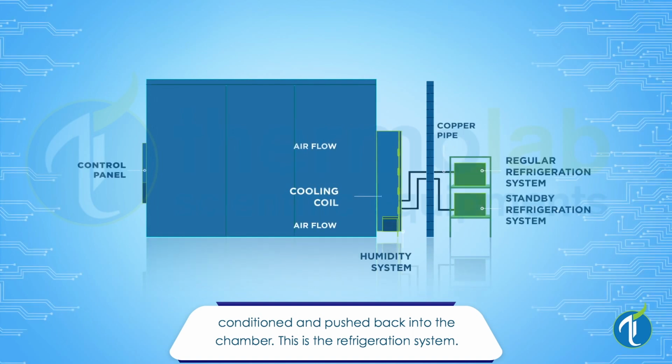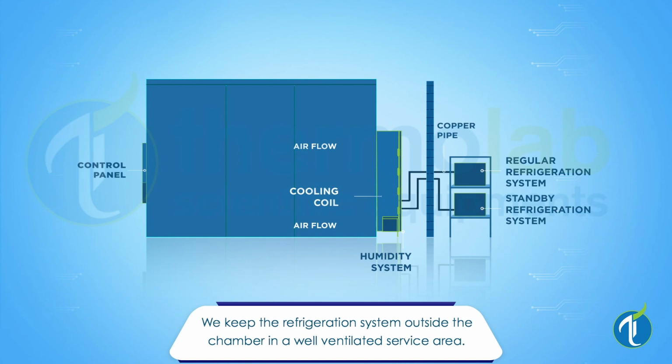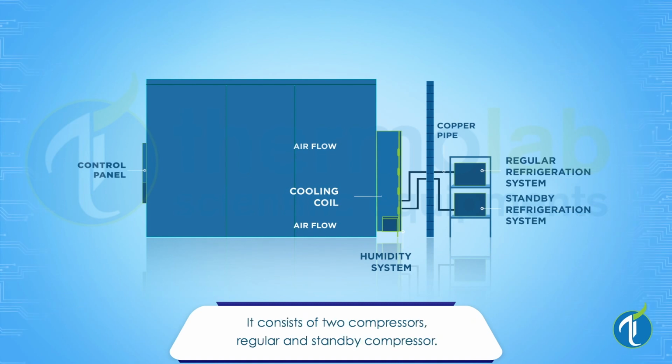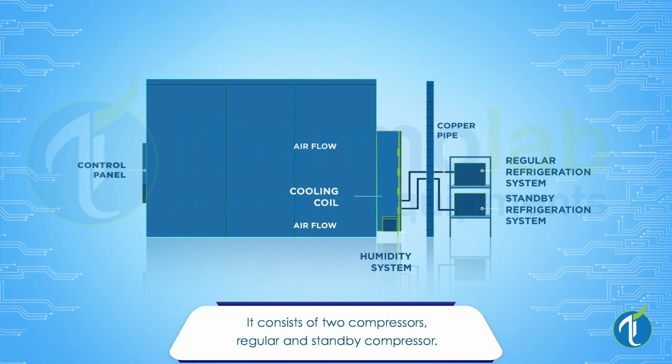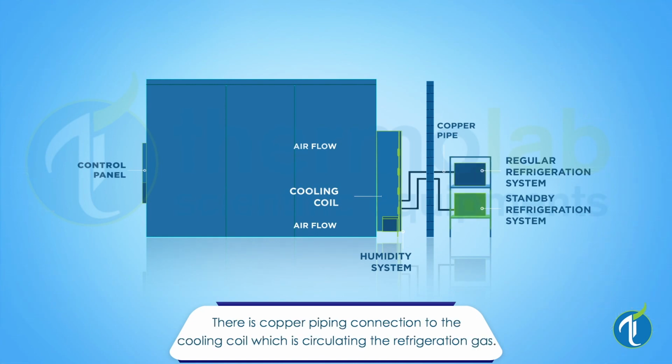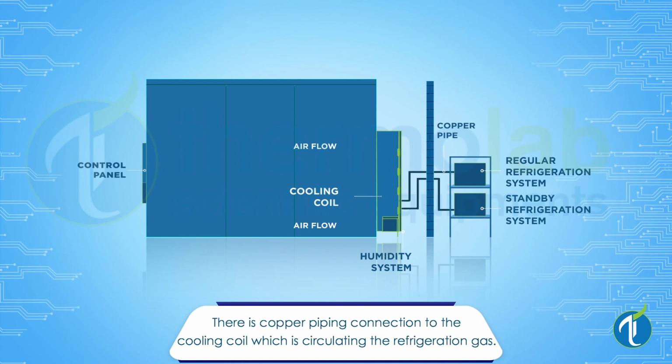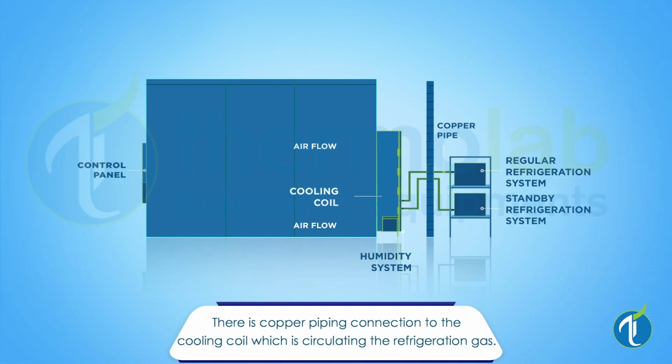This is the refrigeration system. We keep the refrigeration system outside the chamber in a well-ventilated service area. It consists of two compressors, regular and standby compressor. There is copper piping connection to the cooling coil which is circulating the refrigeration gas.